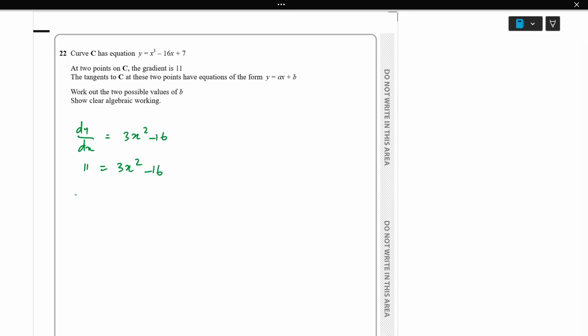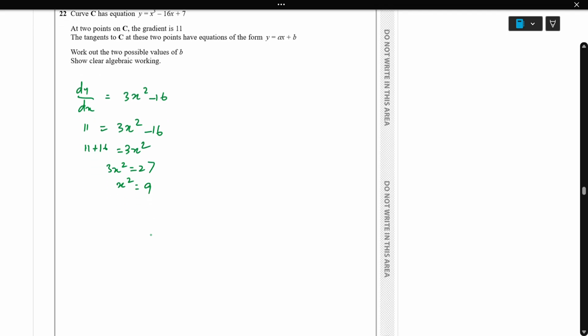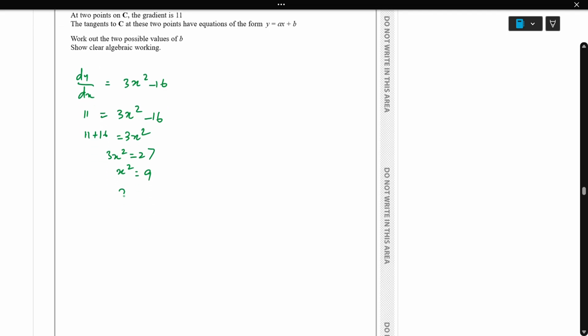Bring 16 to this side, it will become plus. So 11 plus 16 equals 3x squared. 11 plus 16 is 27, so 3x squared equals 27. x squared equals, just divide by 3, so it's 9. So x equals plus or minus the square root of 9, so x equals plus or minus 3. So there are two values of x.